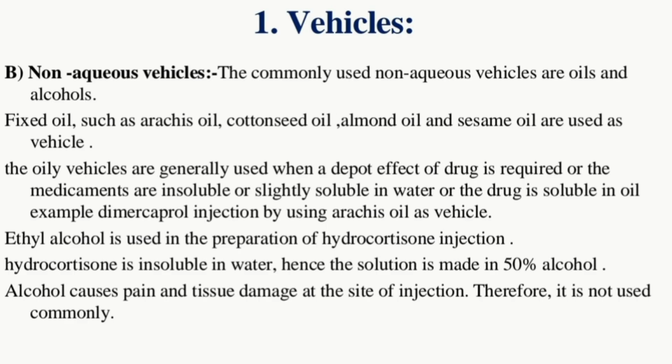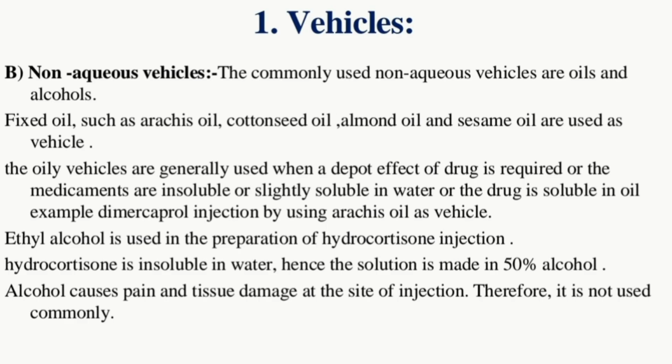Non-aqueous vehicles are also there. They are commonly used. Non-aqueous vehicles are oils and alcohols. Fixed oils like arachis oil, cottonseed oil and almond oil, also sesame oil, are used as vehicles. The oily vehicles are generally used when the depot effect of the drug is required, or the medicaments are insoluble or slightly soluble in water, or the drug is soluble in oil. For example, dimercaprol injection uses arachis oil as a vehicle.